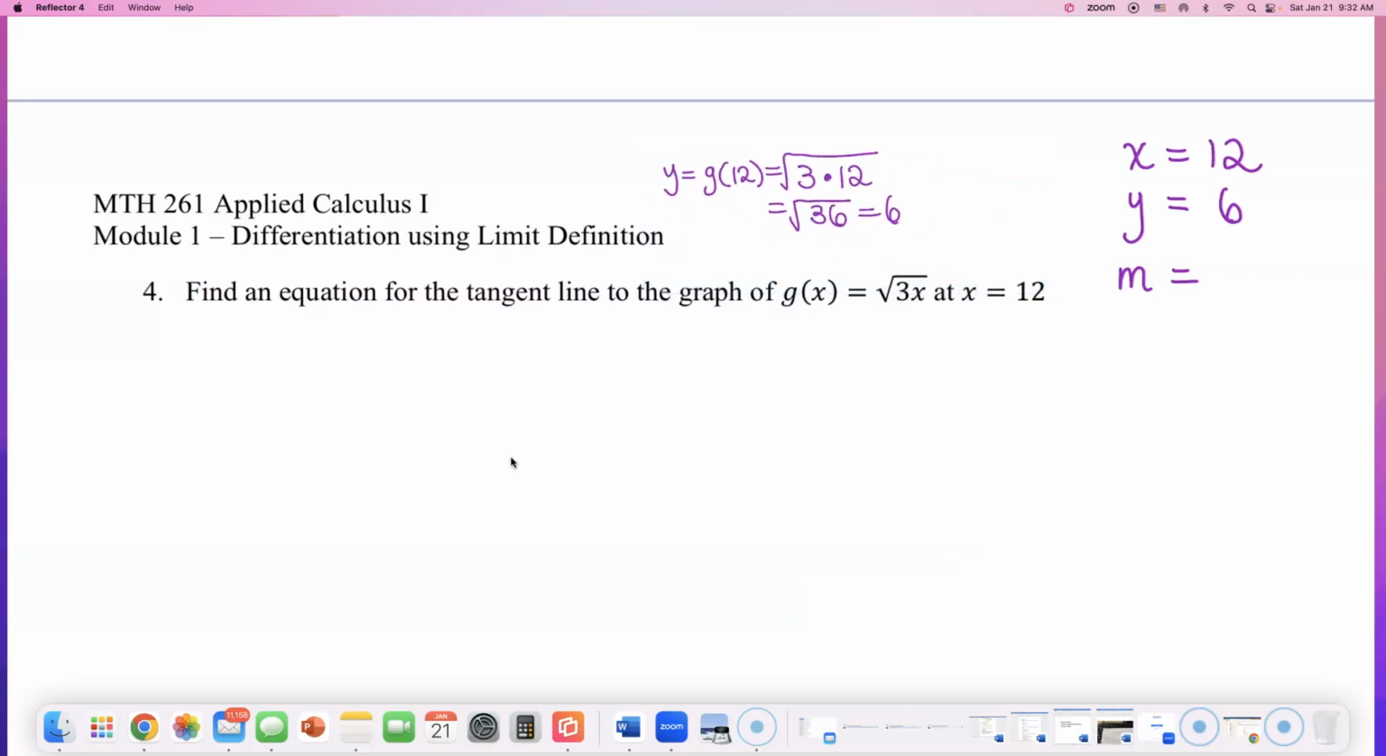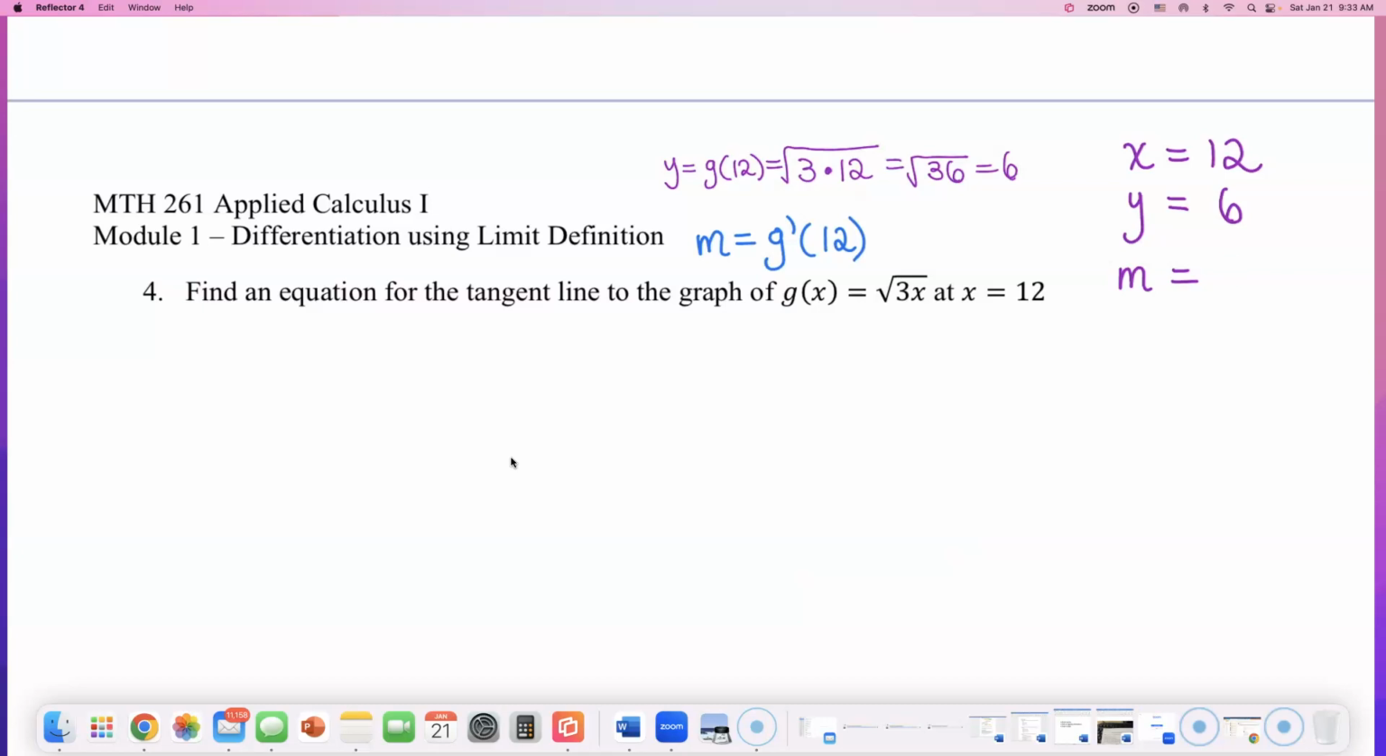Now we need to think about how to find that m, the slope. Slope, you can find it by plugging in that same x of 12, not into the g of x, but g prime of x. So that's going to take us some work. We will have to find the derivative function. Once we have it, we're going to plug in 12 into that function, and that's how we find the slope of this tangent line. So let's find this unknown slope now.